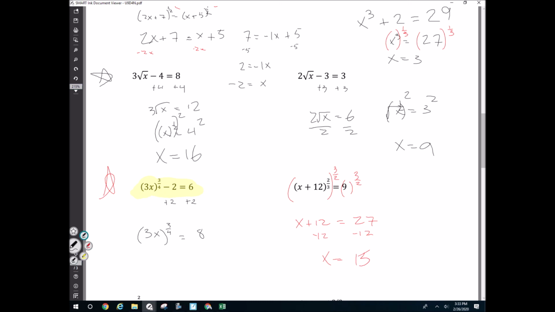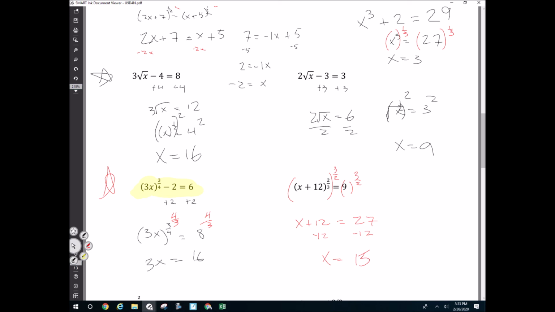Please, everybody, tell your neighbor, how do you get rid of that 3/4? Don't multiply. Take both sides to the power of what, Mr. Quinn? 4/3. Take both sides to the 4/3 because 3/4 times 4/3 is just 1. What is 8 to the 4/3? Type it into your calculator. 16. Look at you guys.